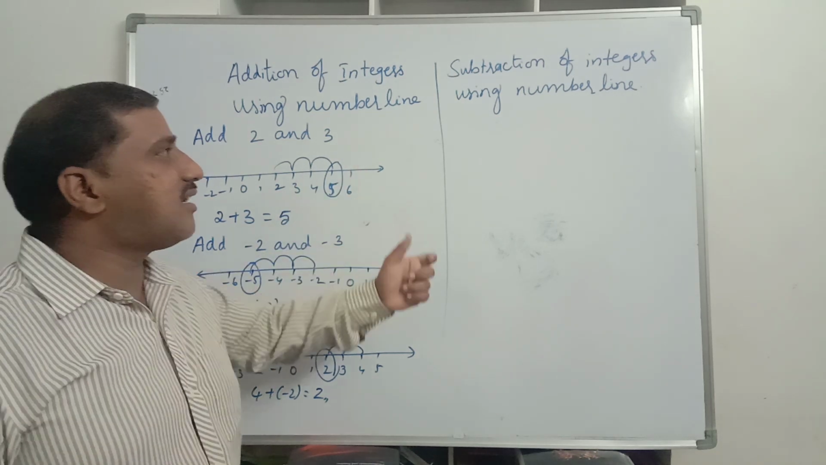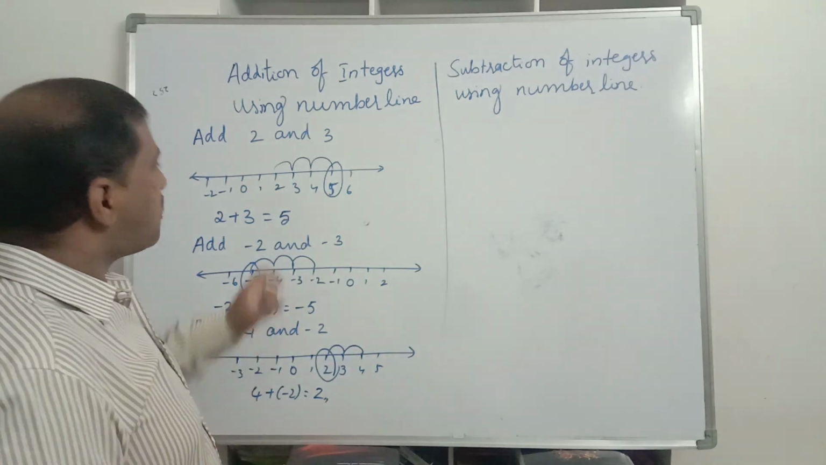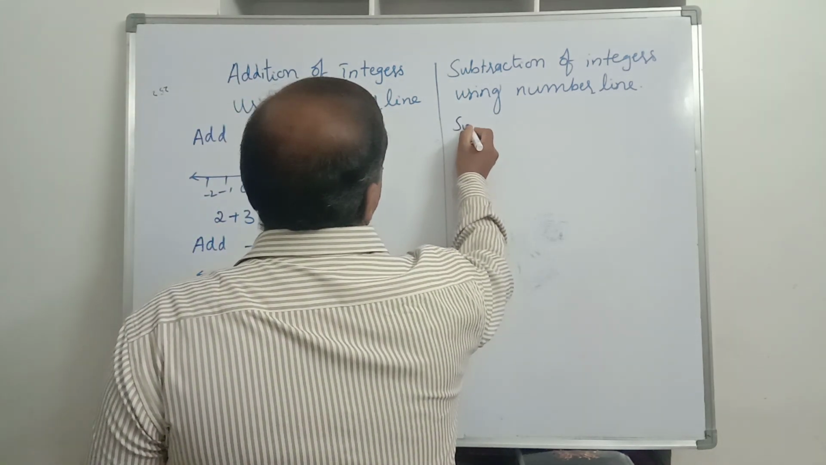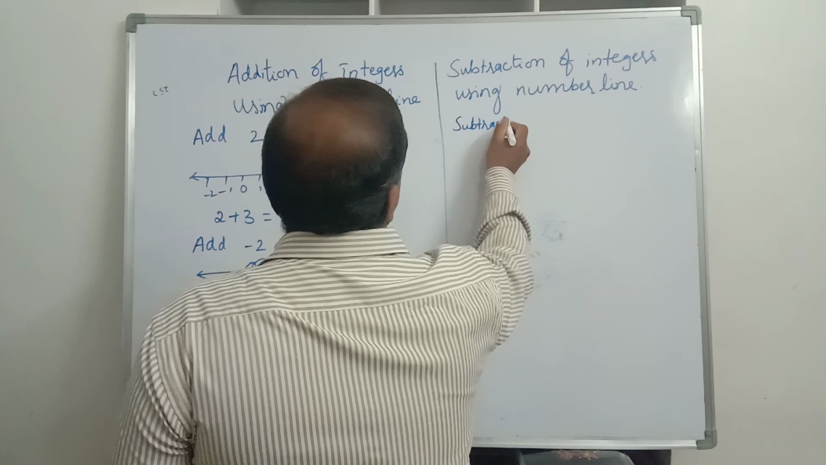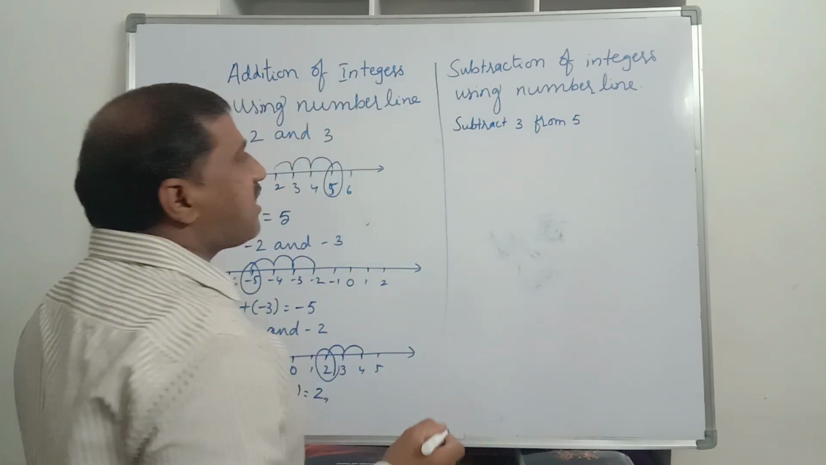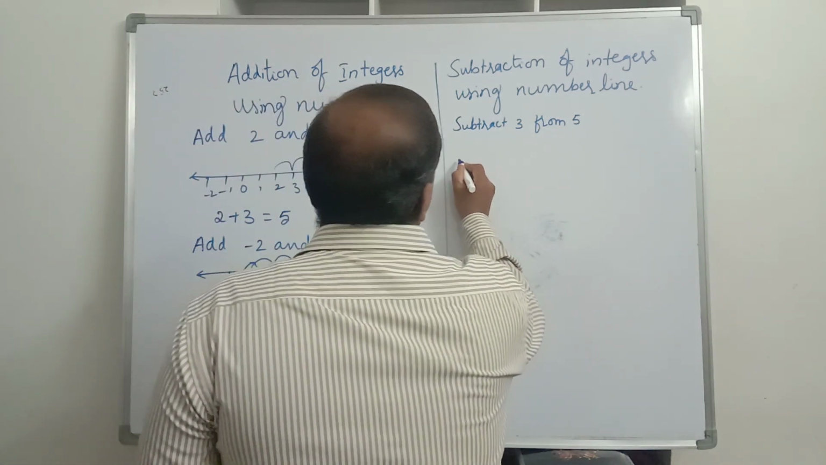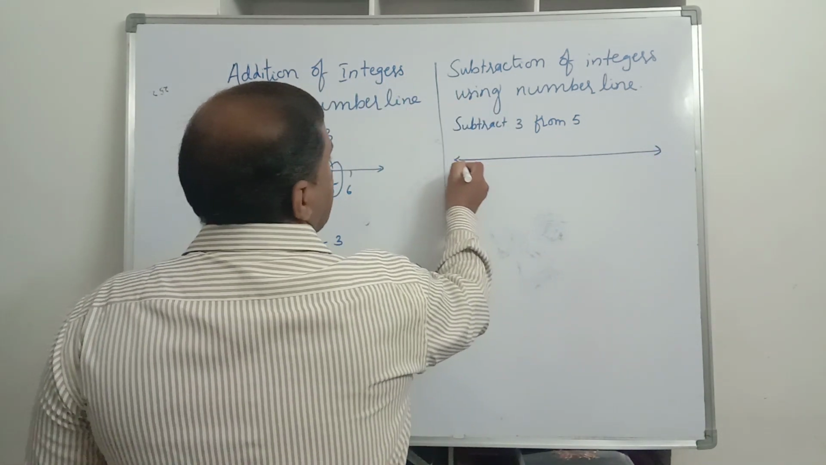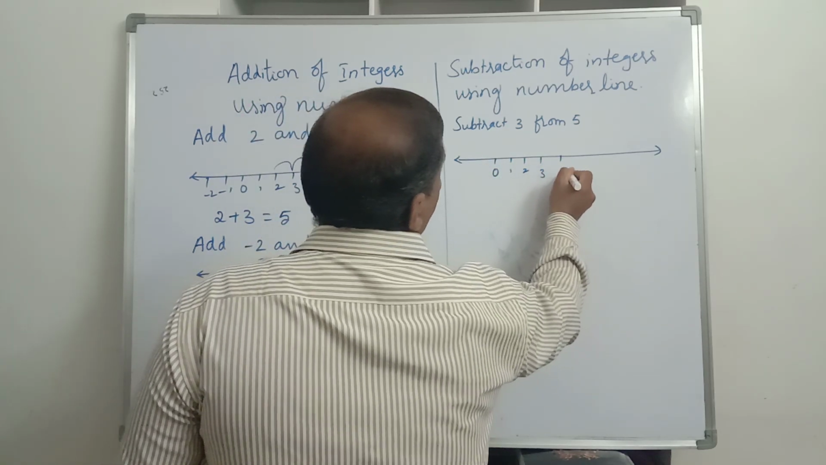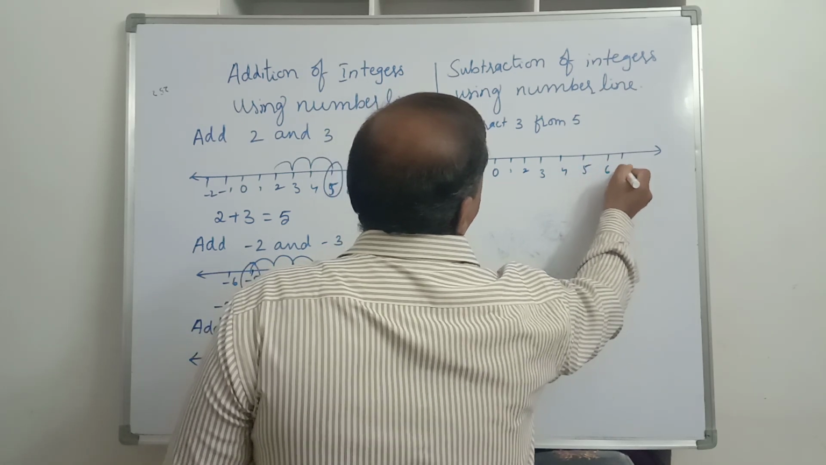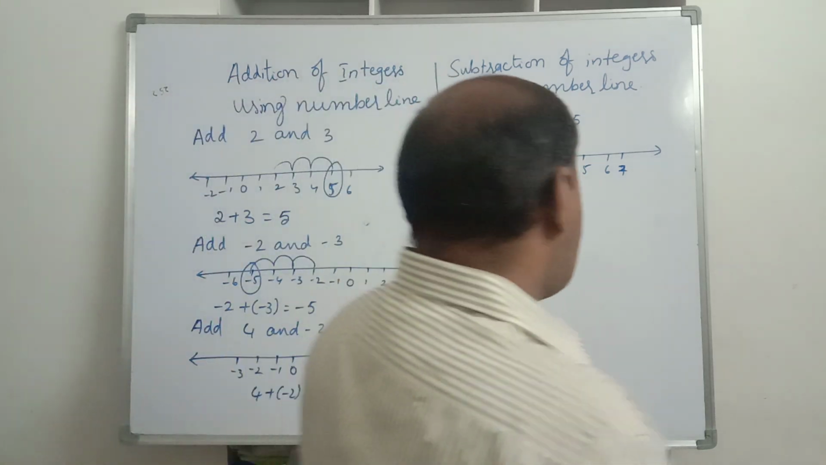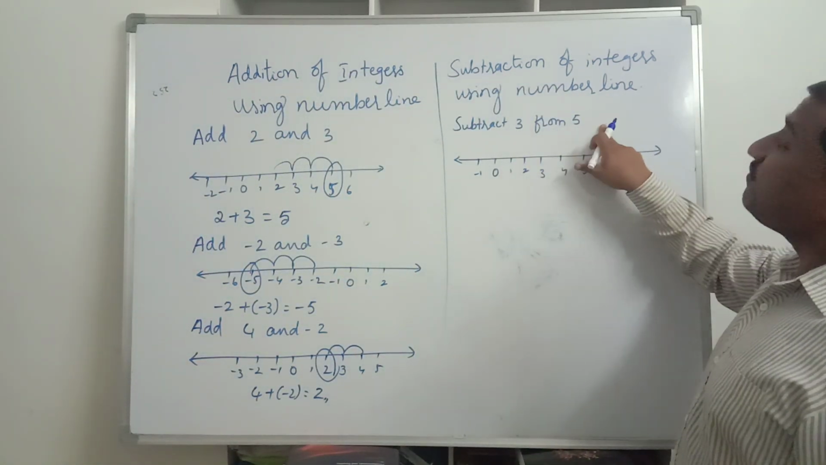Subtraction of integers using a number line is our next concept. For subtraction also we will follow the same approach. Subtract 3 from 5 using a number line. Draw a number line and represent it as 0, 1, 2, 3, 4, 5, 6, 7, and minus 1. Now we are subtracting 3 from 5.